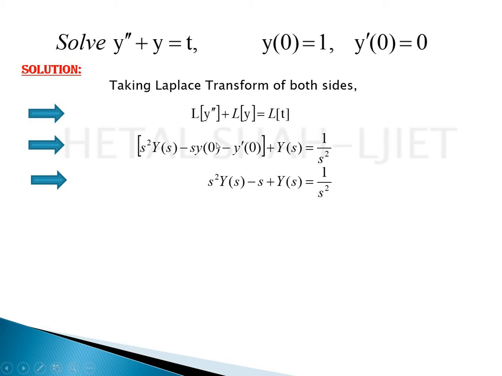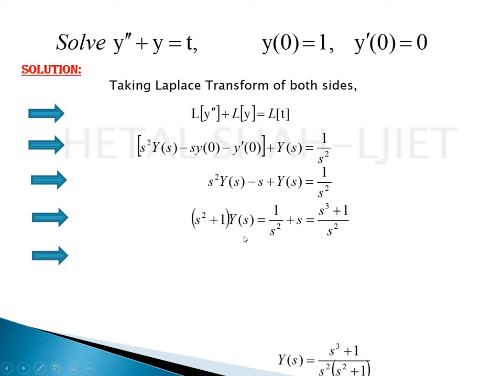The initial conditions are y of 0 is 1 and y dash 0 is 0. By putting the initial conditions in this equation, we get s square Y(s) minus s into 1, that is just s, y dash 0 is 0, plus Y(s) equal to 1 by s square. Now Y(s) is common. So if we take Y(s) common, we get s square plus 1. Put this minus s on the right hand side. So we get 1 upon s square plus s. By taking LCM, we get s cube plus 1 upon s square. So keeping Y(s) as the subject, Y(s) is equal to (s cube plus 1) upon s square into (s square plus 1).